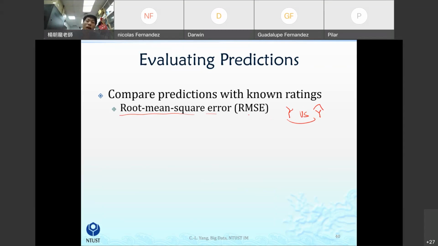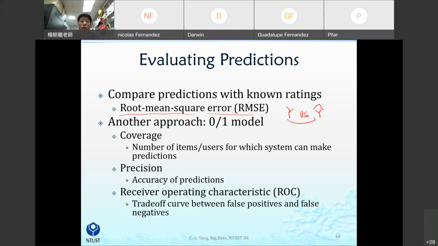Then we have the mean square error way we are able to calculate. And there are some other approaches. For example, for one model, we can have a coverage, the number of items versus users for which I can make a prediction. Coverage means how many items for that particular thing you can predict. And precision is the accuracy of your prediction.